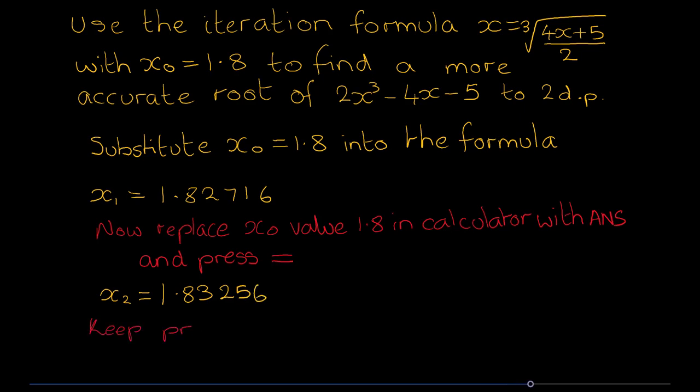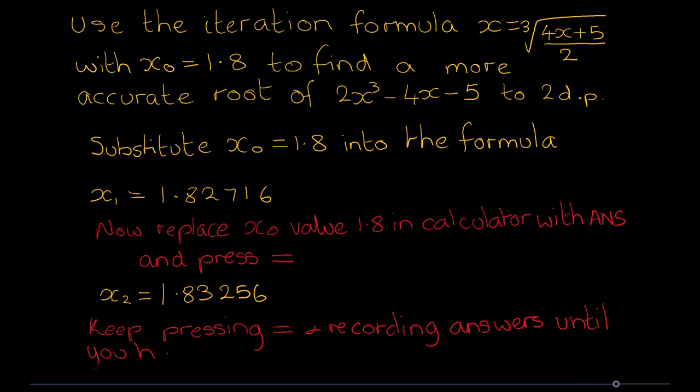So you just keep on pressing the equals button now and recording each time you get a new approximation until you've got 3 that are the same, rounded in this case to 2 decimal places.